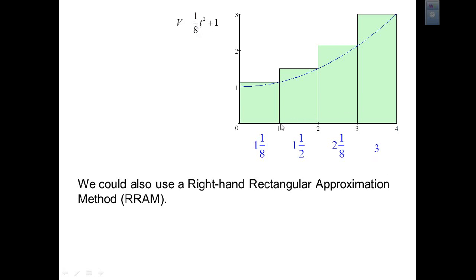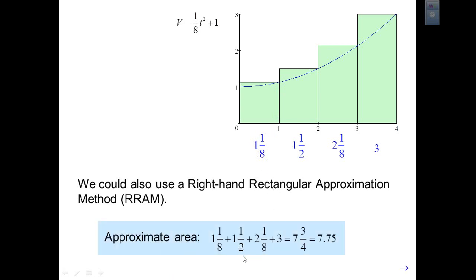All right, so we just used the 1, the 2, and the 3, and the 4 to find our heights for the rectangles here. So if we added these areas, once again, the height is the area because of the width being 1. So the approximate area here ends up being 7.75.